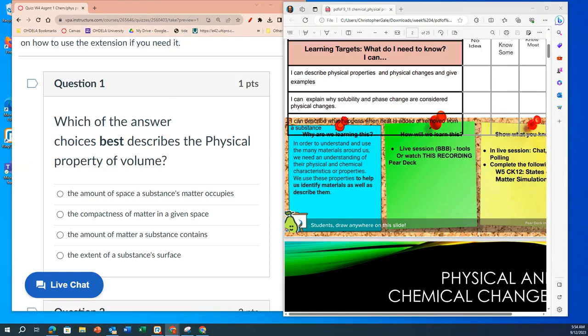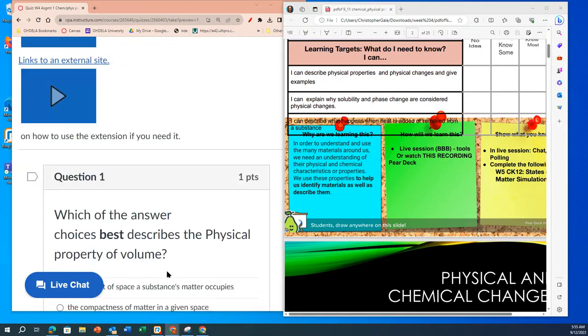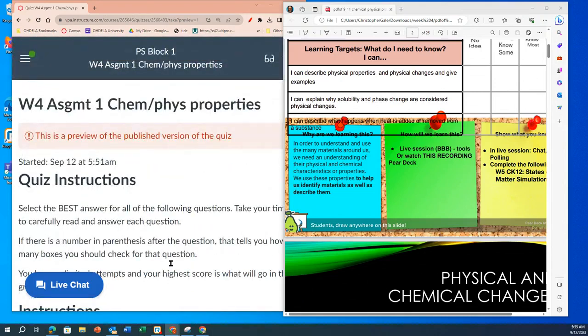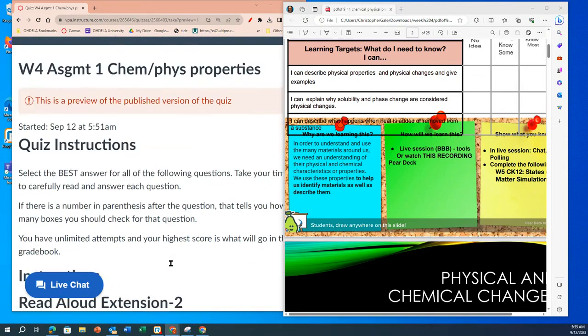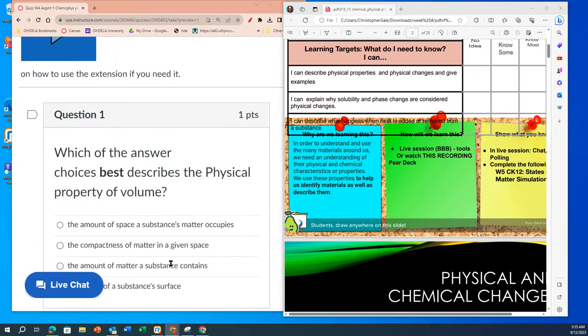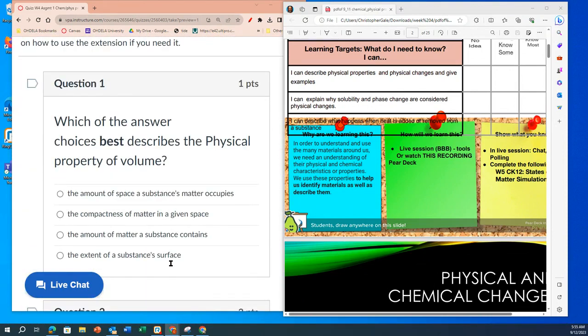So resume this, and now we're going over W4 Assignment 1, Chemical and Physical Properties. Okay, which is the answer? Choose the best to describe the physical property of volume.